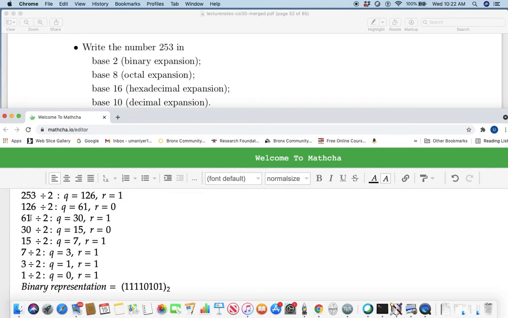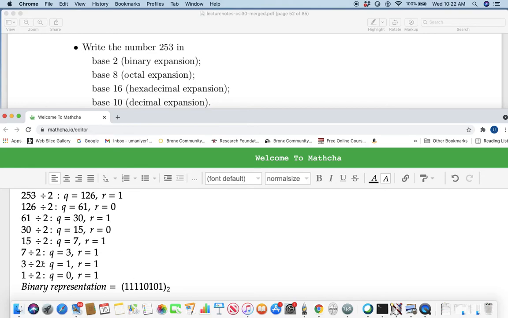Take your quotient, divide by 2. This is your new quotient, that's your new remainder. That remainder comes here. Take your quotient, that's your new dividend, divide by 2. New quotient, new remainder. 15 is your new dividend, divide by 2. Quotient is 7, remainder 1. Take 7, divide by 2. Quotient is 3, remainder 1.